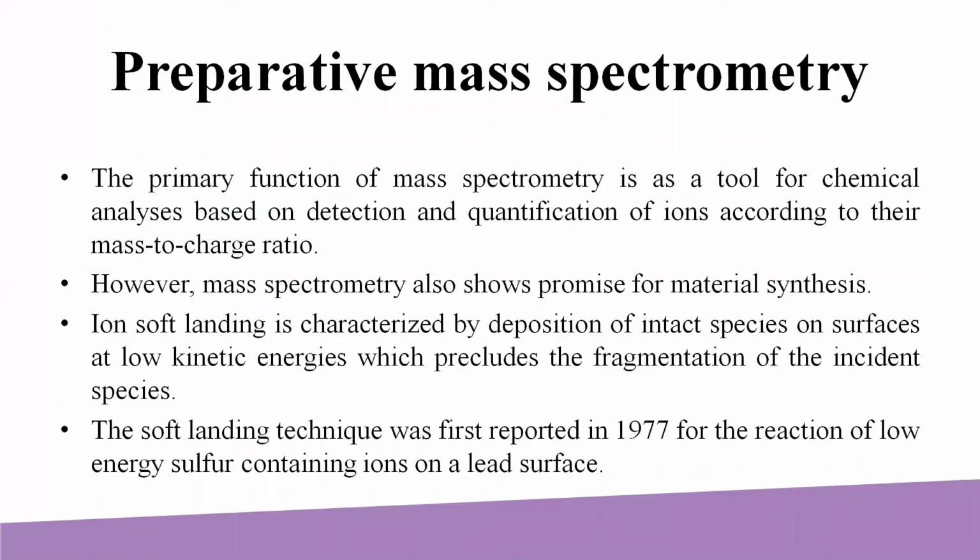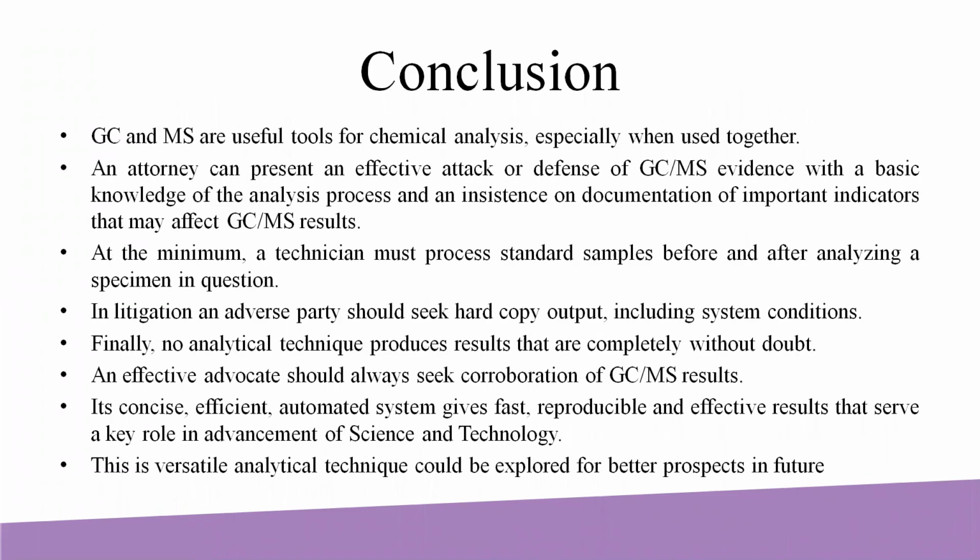Next is preparative mass spectrometry. The primary function of mass spectrometry is as a tool for chemical analysis based on detection and quantification of ions according to their mass to charge ratio. However, mass spectrometry also shows promise for material synthesis. Ion soft landing is characterized by deposition of intact species on surfaces at low kinetic energies, which precludes the fragmentation of the incident species. The soft landing technique was first reported in 1977 for the reaction of low energy sulfur containing ions on a lead surface.